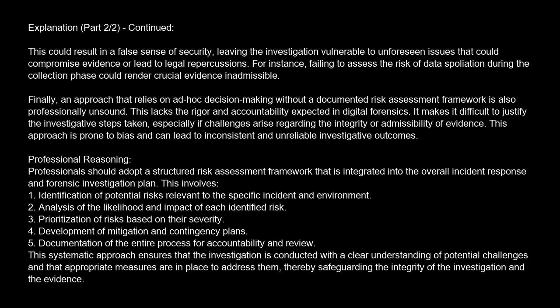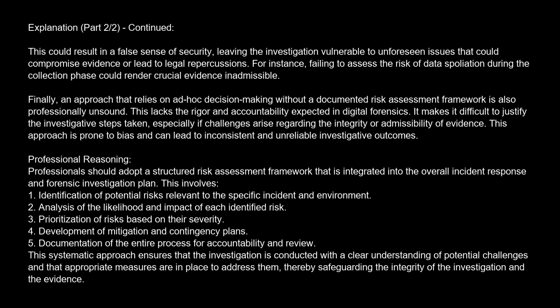Finally, an approach that relies on ad hoc decision-making without a documented risk assessment framework is also professionally unsound. This lacks the rigor and accountability expected in digital forensics. It makes it difficult to justify the investigative steps taken, especially if challenges arise regarding the integrity or admissibility of evidence. This approach is prone to bias and can lead to inconsistent and unreliable investigative outcomes.